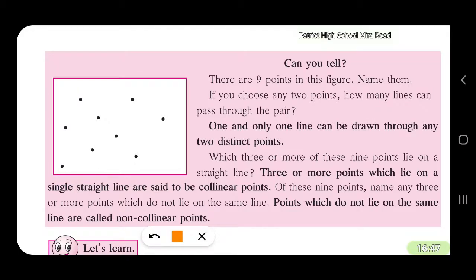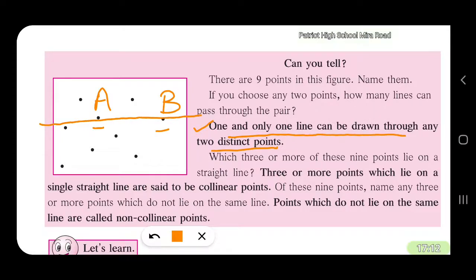One and only one line can be drawn through any two distinct points. Suppose this is the point A and this is the point B. Only a single line can be drawn through these 2 points. One and only one line can be drawn through these 2 distinct points, A and B.